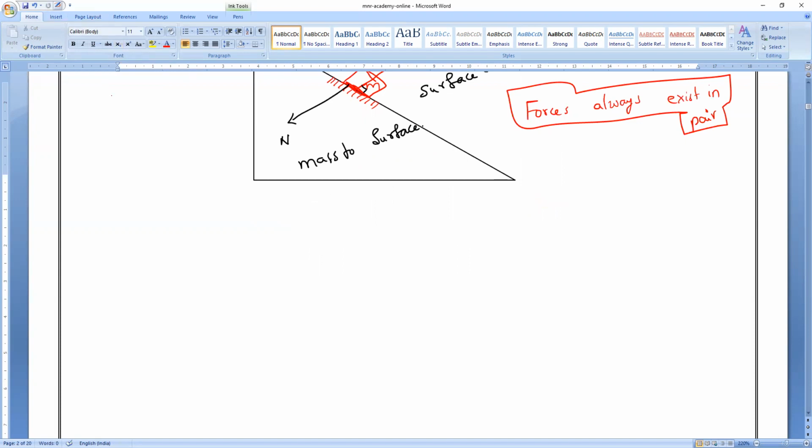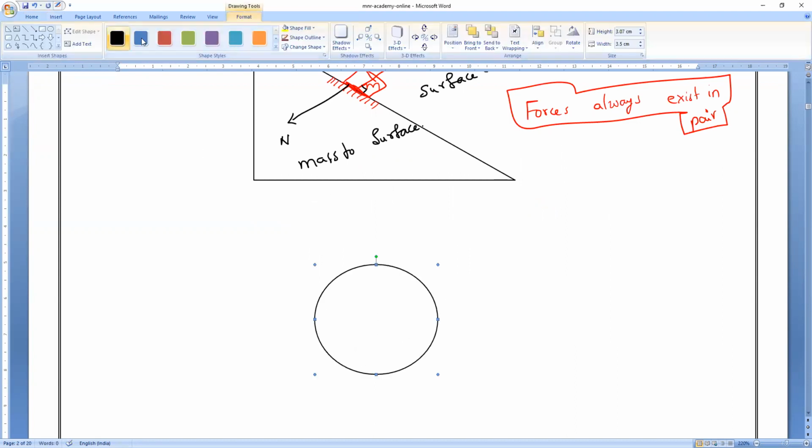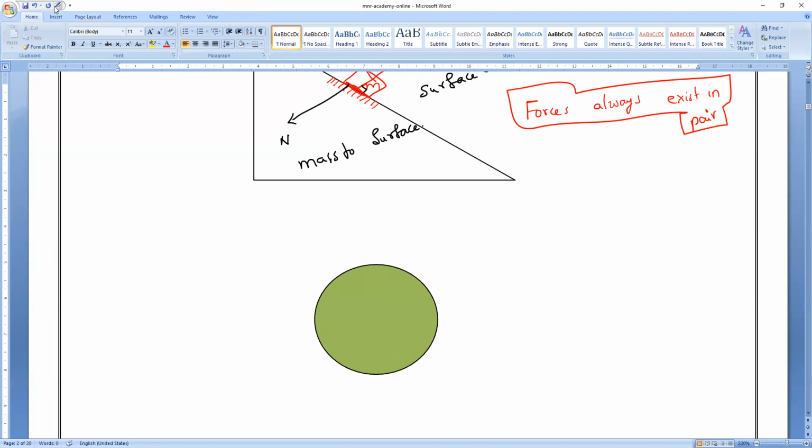Now, let me consider circular motion. For example, I have a circular path with a center. Let me fill it with a color so that you all clearly understand. This is my circular track, and it has a center point. Let me take point O. Consider this is the earth. Now, the object present here has mass m.